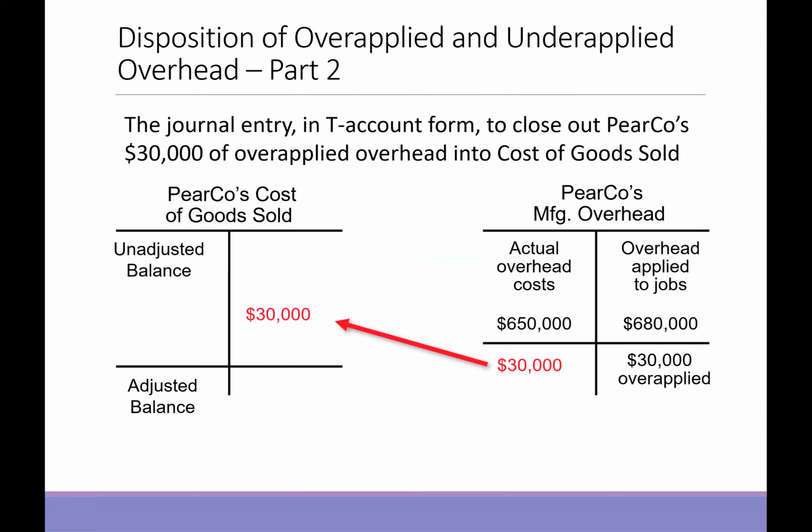So that 30,000 that we over applied, we would debit our manufacturing overhead because of the over applied and credit our cost of goods sold, which ultimately reduces the actual cost of goods sold.